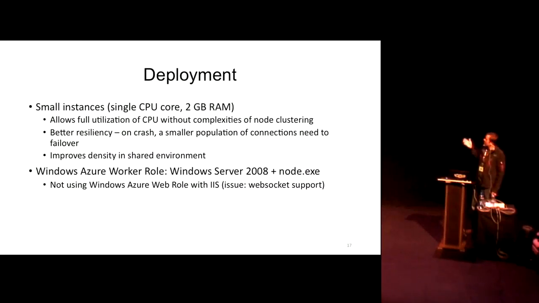It's simpler. It mostly plays well into the single-threaded nature of Node, right? So I don't have to do clustering and worry about different ports. Better resilience: if something goes down, it takes down fewer connections, right? It's a good thing, and things do go down. Also better density in a VM environment. And as far as cost goes, it's proportional, so it doesn't matter if you have a 4-core or 1-core, if you fully utilize it.